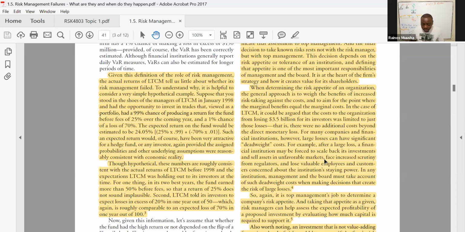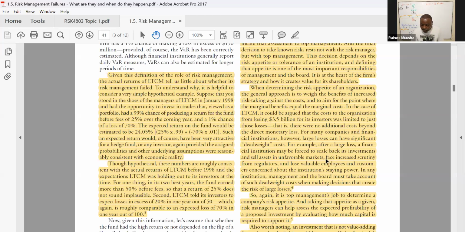But because you're in a situation where you are not able to continue as a going concern because you have all these losses that you're facing as well, you're going to be forced to sell these assets at a loss. Hence, in unfavorable markets, where the value of the assets is basically on the downward.